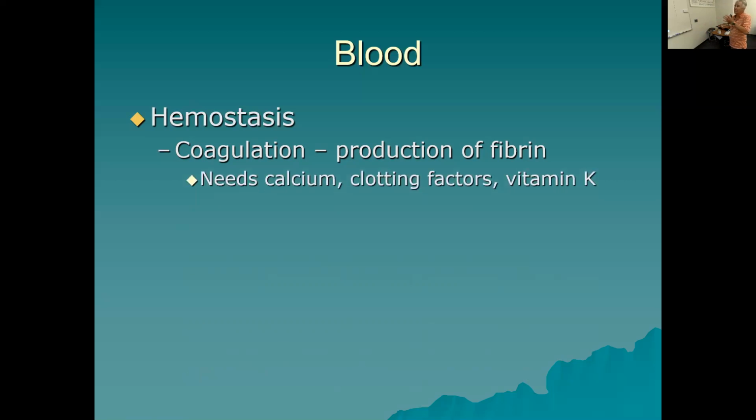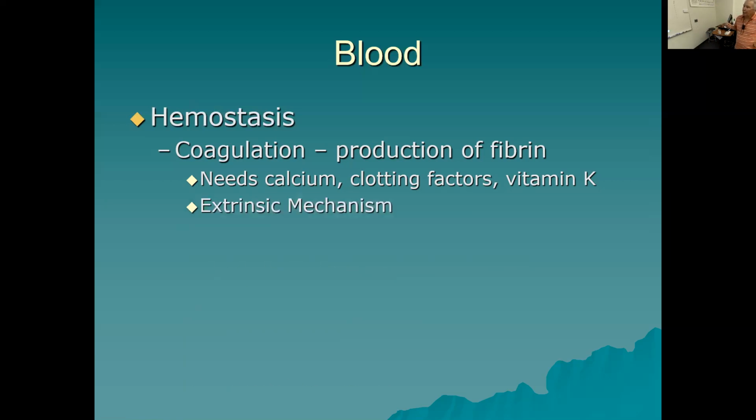So you need lots of things for coagulation. You need calcium for one thing. You need these clotting factors, 1 through 13, and you need vitamin K. Those are absolutely required for clotting. If you don't have any of these, your blood's not going to clot. Well, if you have no calcium, you're not going to get any. But if you're missing one of the clotting factors, then that's called hemophilia. We'll get to that later on. Okay.